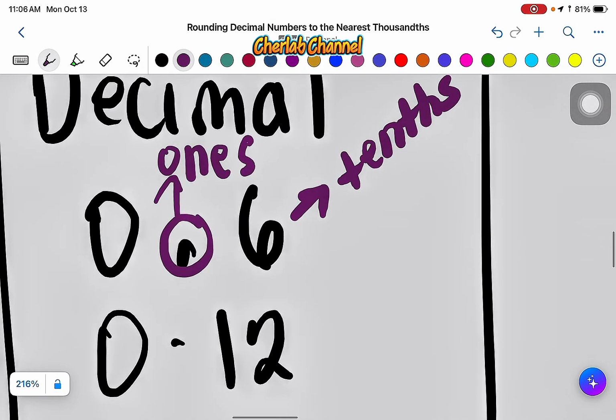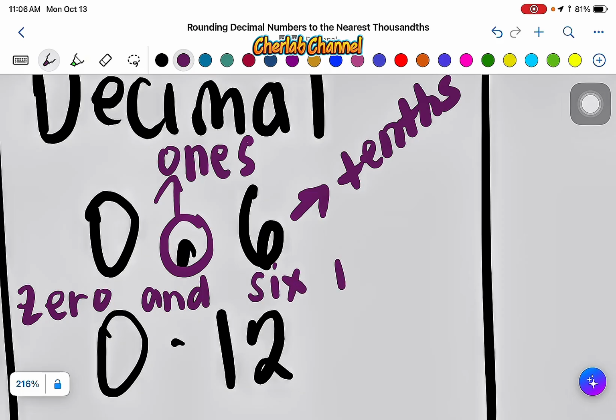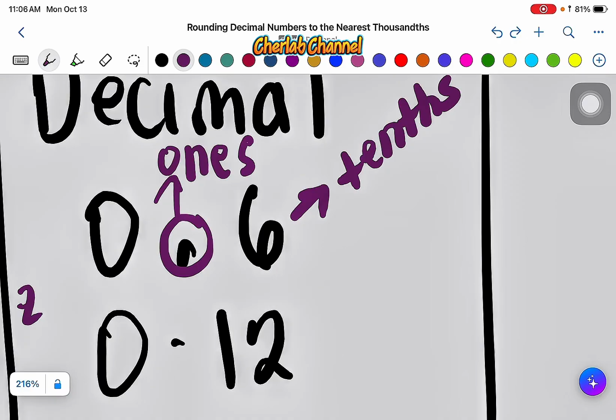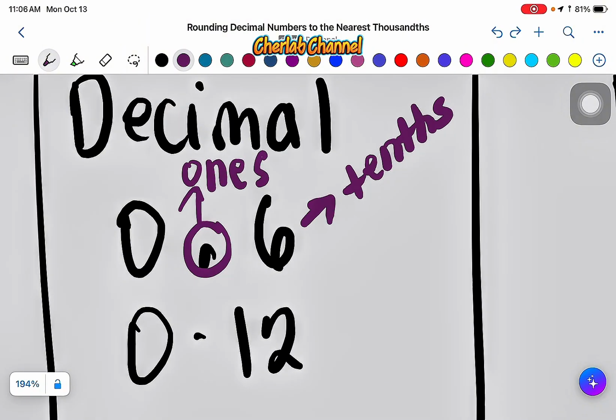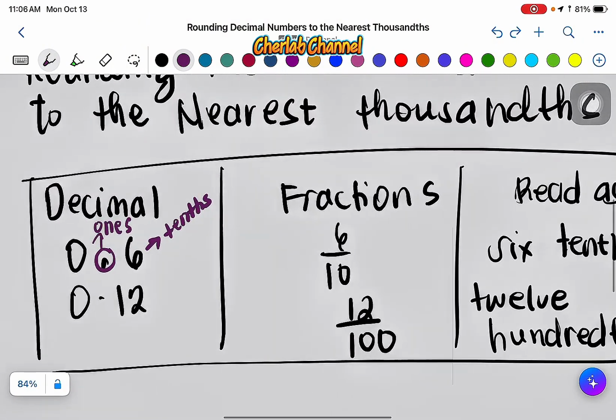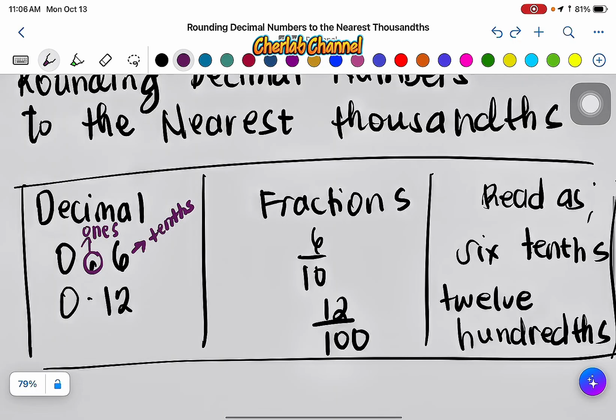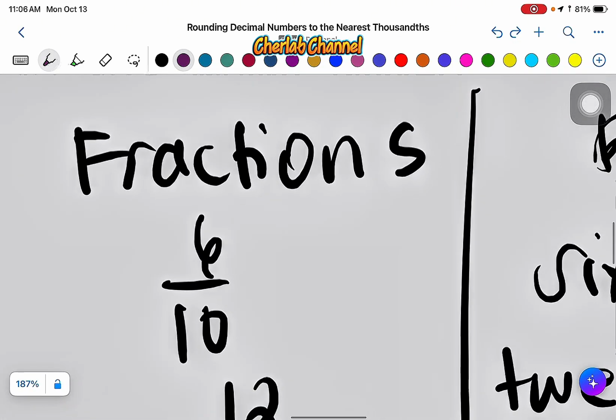So if we would write it in words, that would be 0, and then the period or the decimal point will be read as and, 0 and 6 tenths. However, when we read a number, we don't have to say the word 0. It is understood that we don't have to read the word 0. So this would be 6 tenths. Alright? In fraction, it would be 6 over 10.